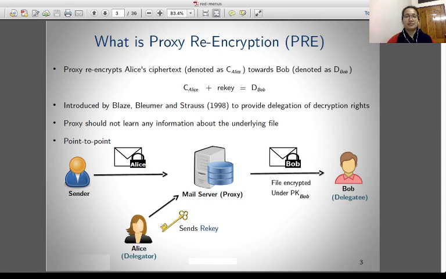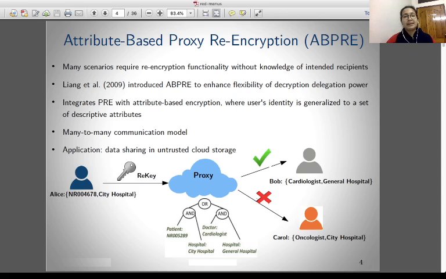So the traditional proxy re-encryption primitive enables only point-to-point communication. Now, there are many scenarios which might require the re-encryption functionality without any knowledge of the intended recipients. So in such a scenario, attribute-based proxy re-encryption comes to the rescue, which was introduced by Liang et al. in 2009 to enhance flexibility of decryption delegation power. ABPRE integrates PRE with attribute-based encryption, in which a user's identity is generalized to a set of descriptive attributes. ABPRE enables the many-to-many communication model, and a very important application of ABPRE is data sharing in untrusted cloud storage.